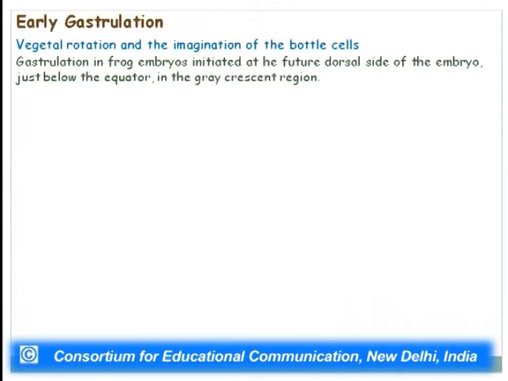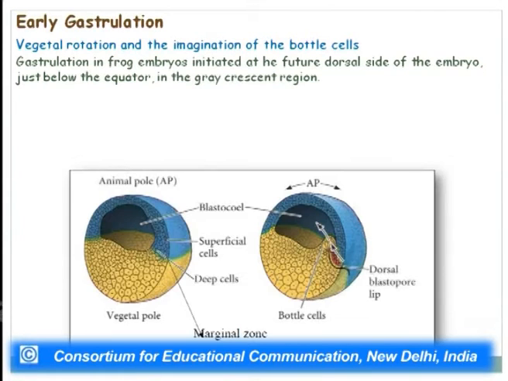The gastrulation in the frog embryo is initiated at the future dorsal side of the embryo just below the equator in the gray crescent region. We already talked about the gray crescent region: there was a cortical rotation after the egg was fertilized, and this cortical region exposed the gray crescent area, which is the future dorsal side. So, sperm entry was somewhere from here. This is the animal pole, this is the vegetal pole, and this is the blastocoel. These are the superficial layers and these are the deeper layers.